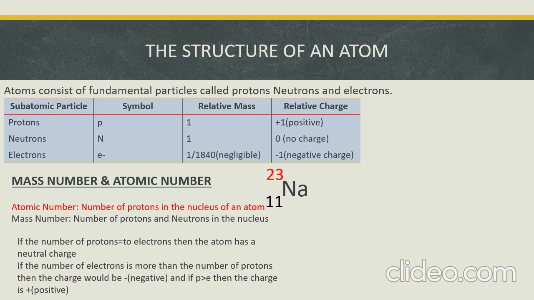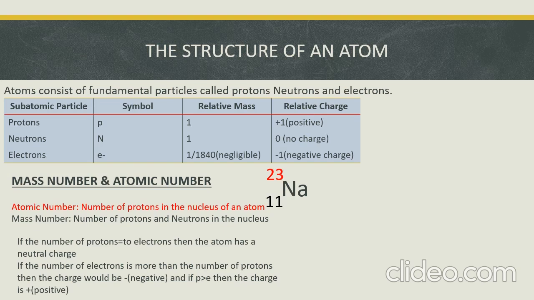Each atom has a mass number and an atomic number. One thing I want to clarify is that in the periodic table, the mass number might not be on the top, it might be on the bottom. You might get confused, but always remember that the mass number is the bigger number. Over here, sodium has a mass number of 23 and an atomic number of 11. Sometimes in the exam they might ask you to define atomic number or mass number. The atomic number is the number of protons in the nucleus of an atom, and the mass number is the number of protons and neutrons in the nucleus of an atom.